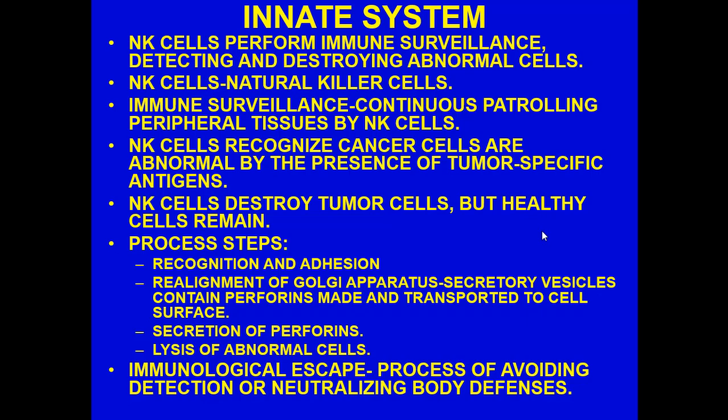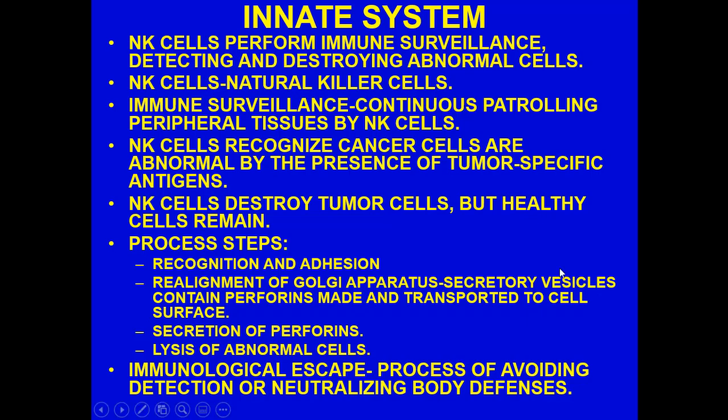The process has several steps: recognition and adhesion, and realignment of the Golgi apparatus so that you produce a lot of secretory vesicles containing perforins. I'm not making this up. Perforins are very important because they can basically create holes in the cells that you want to destroy. What you're going to have is these vesicles filled up with these particular types of proteins and then transported to the cell surface. They will then be secreted, basically by an exocytotic method, and they will lead to the lysis of the abnormal cells.